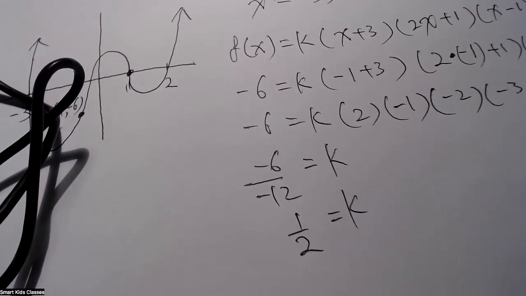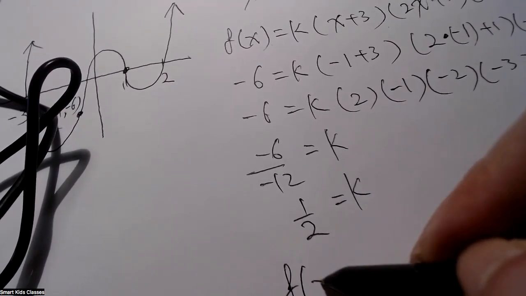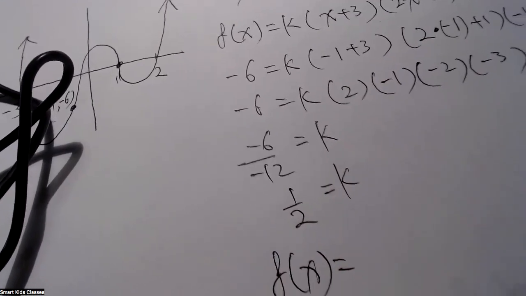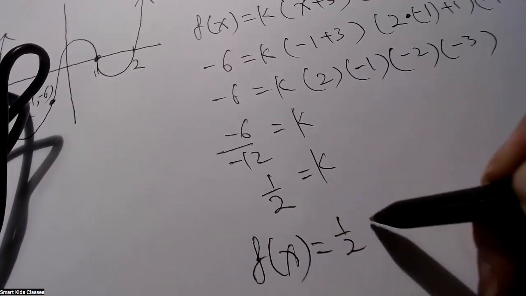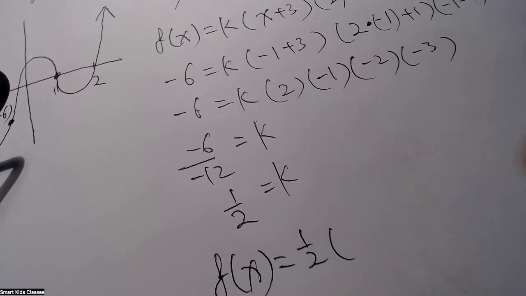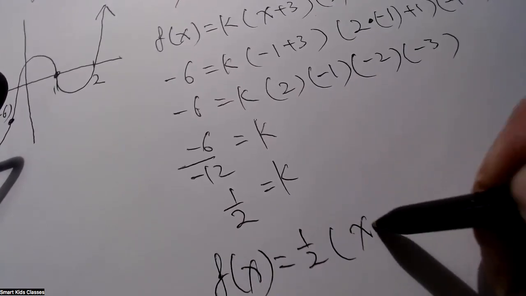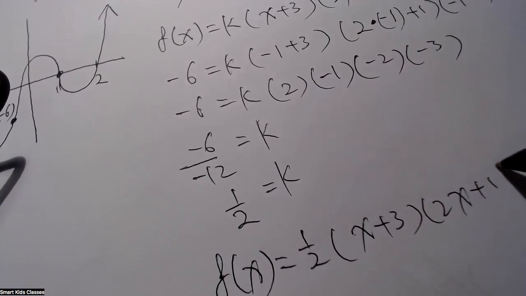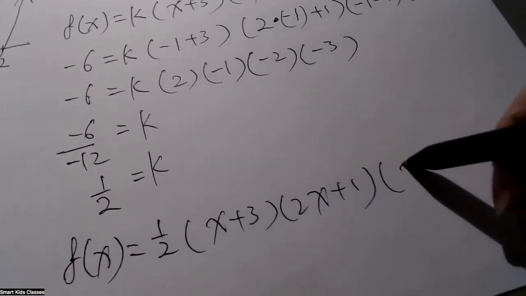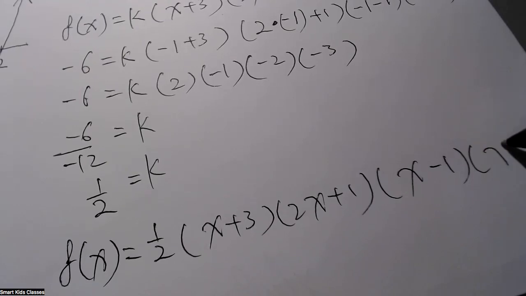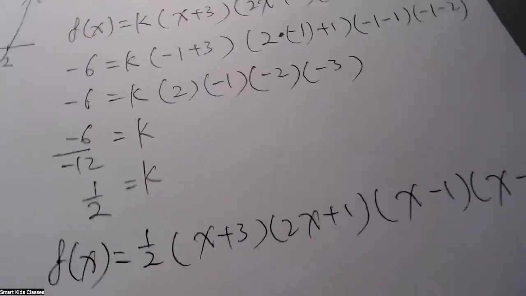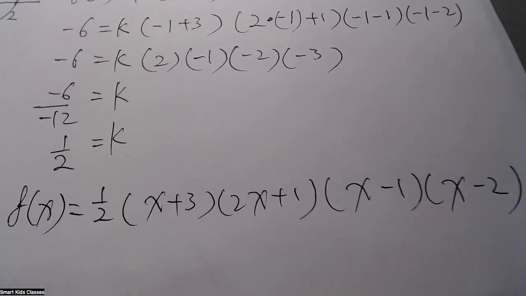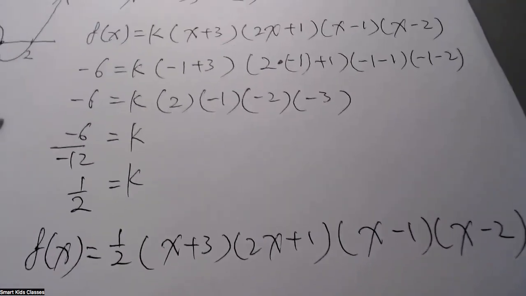Now when k equals 1 over 2, we're going to write it into a full equation. It's a positive function: 1 over 2 times (x + 3)(2x + 1)(x - 1)(x - 2). That's the full equation for example 4. Now you have got the whole thing.